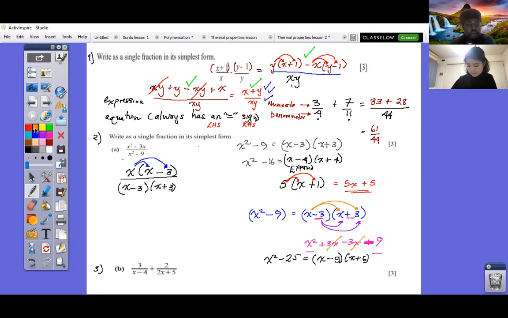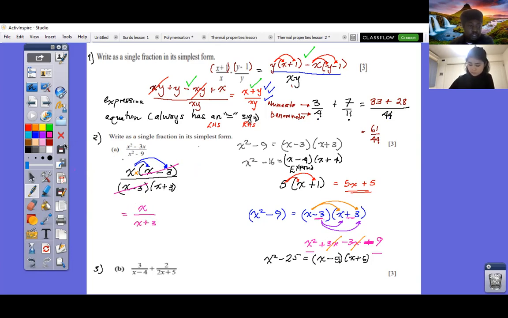So what I notice now is that the two x minus 3's are both at the bottom and the top, and because it's being multiplied, I can therefore cross out these two. So my final answer, the next line, is going to be x over x plus 3.